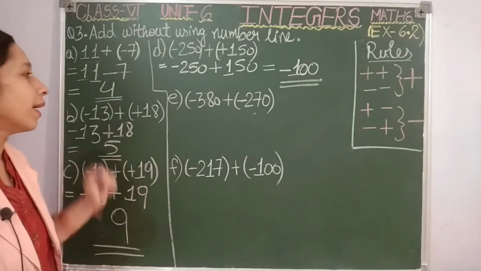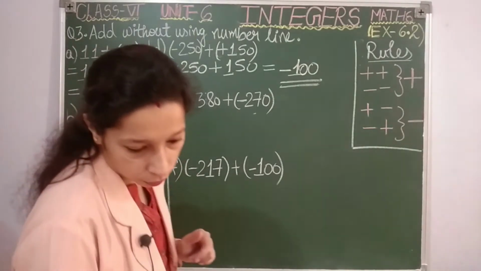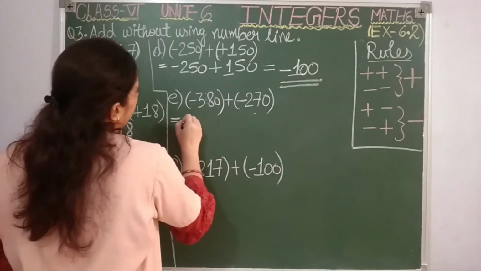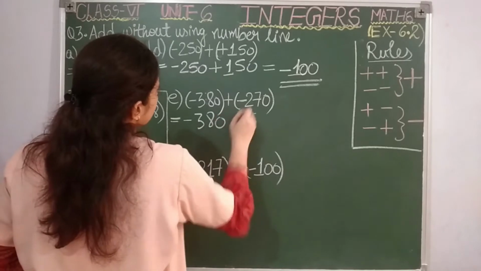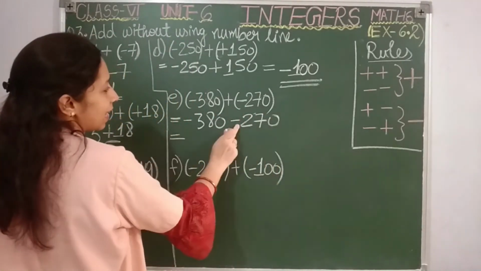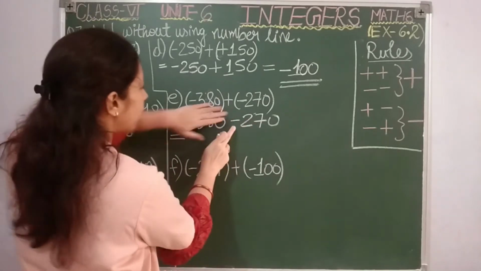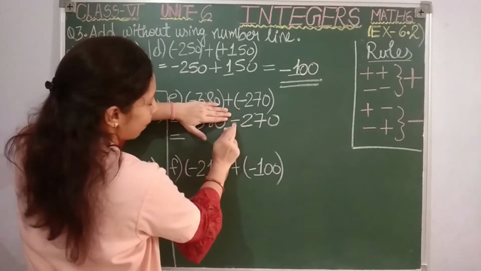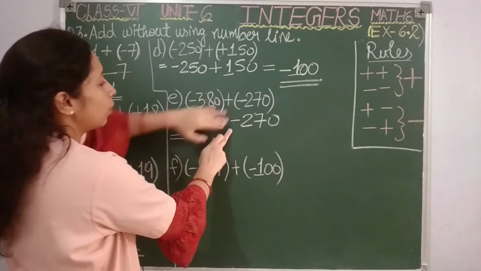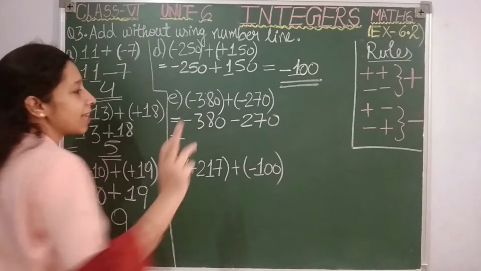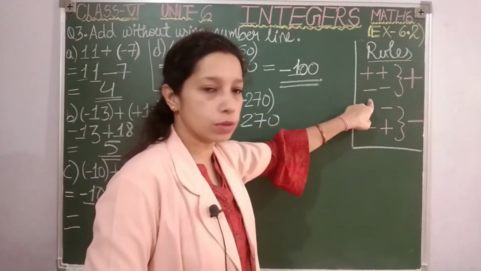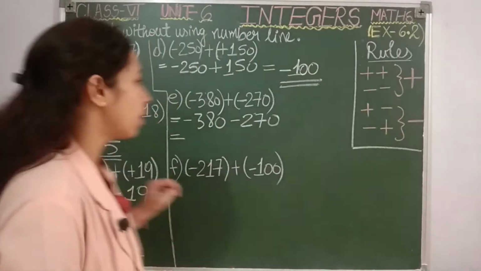Clear? Point number E. Again take the values out of the bracket. Okay. Minus 380 plus minus minus 270. Now see, students, signs are same. Can you see? Here I have written plus, students, minus, students, because plus minus minus. That's why we have written minus here. Okay. Now see, both the integers are of same type. That means both are having negative sign with it. So we are going to use this rule. Minus minus will give us plus.